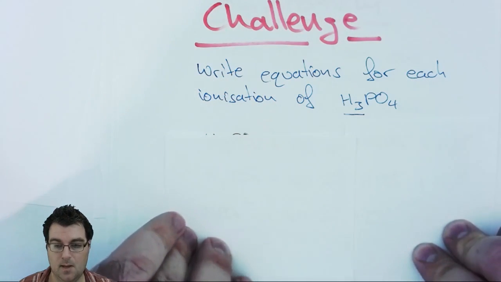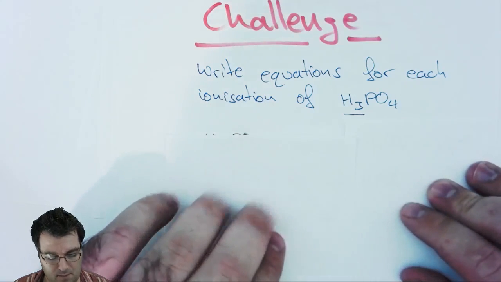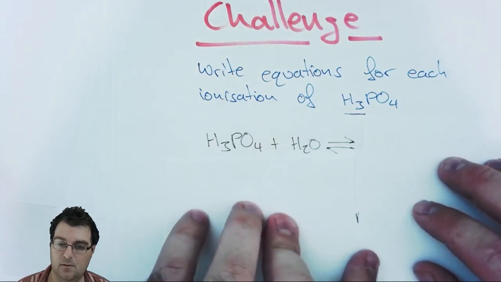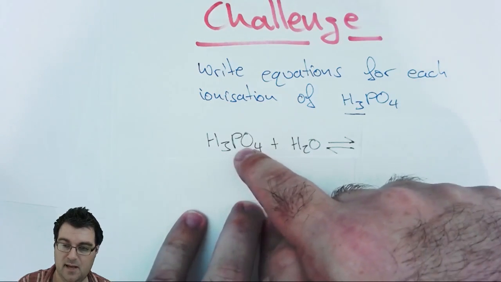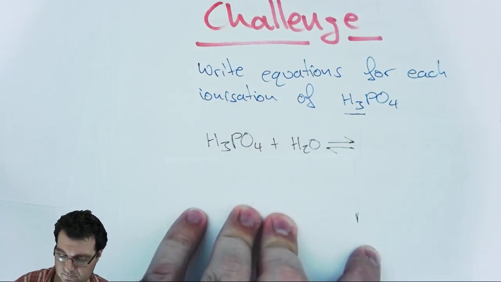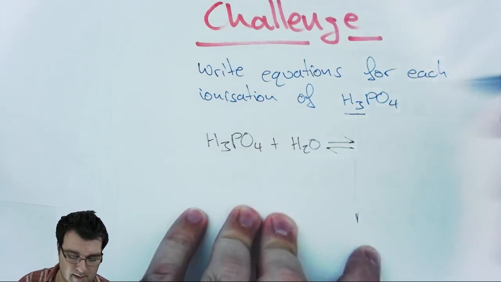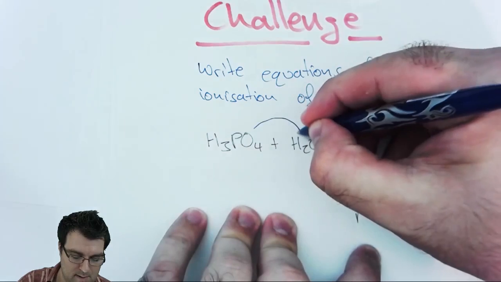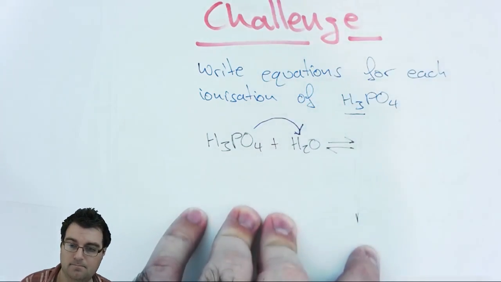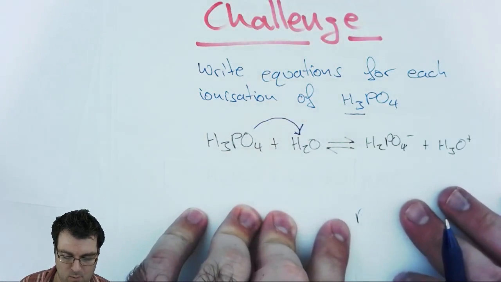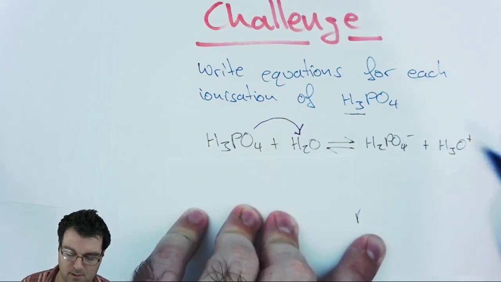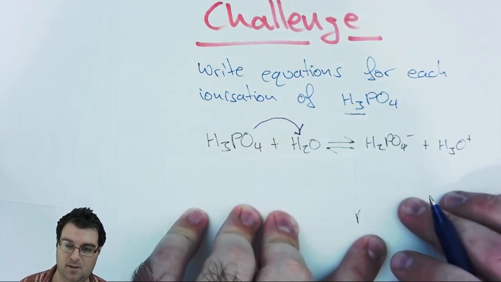Alrighty. Now, let's start off going through this answer just here. For our first ionization, we're going to have our phosphoric acid reacting with our water. What's going to be happening is that it's going to be donating a proton to our water, and that will form the following 2 species just here, including a hydronium ion.